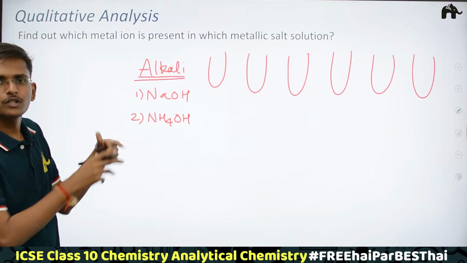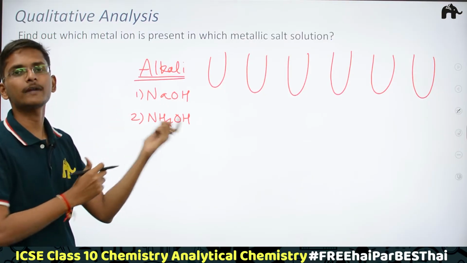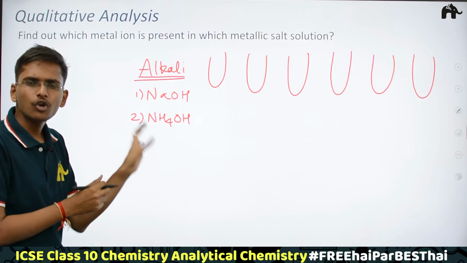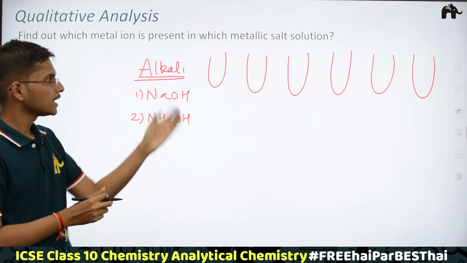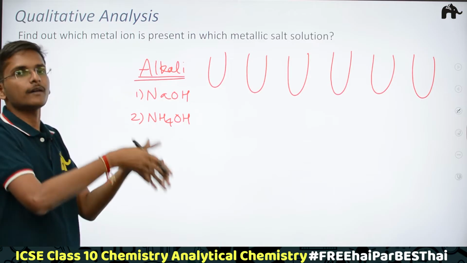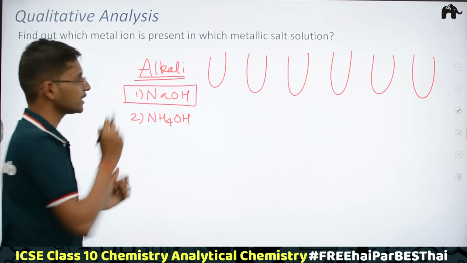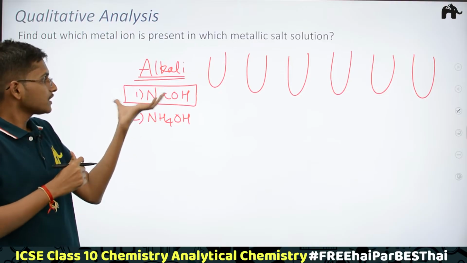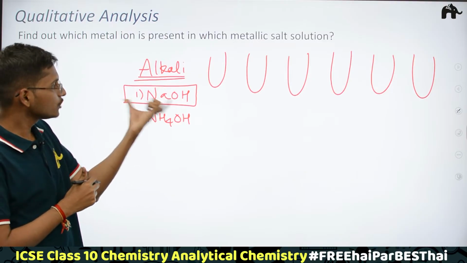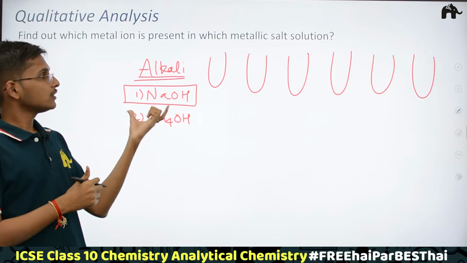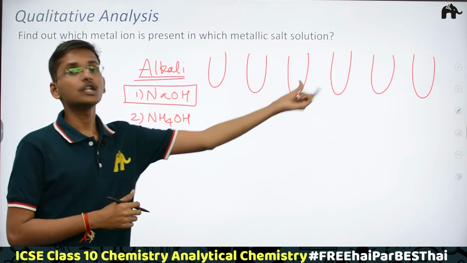Then we are going to do the same process with ammonium hydroxide. First we add ammonium hydroxide drop by drop, and then we add excess of ammonium hydroxide. So first let's do this part. First let's see the action of sodium hydroxide on these metallic salt solutions.